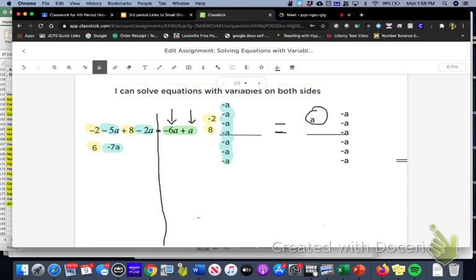A positive a and a negative a, just like a positive 1 and a negative 1, are going to cancel each other out, which means that a negative 6a plus a positive a is just a negative 5a, because once those a's cancel each other out, I'm left simply with 1, 2, 3, 4, and 5 negatives.